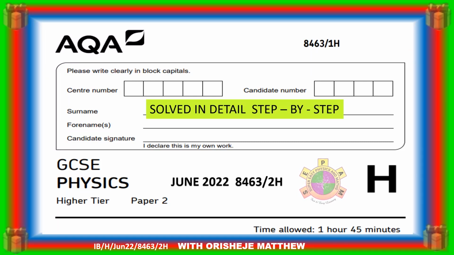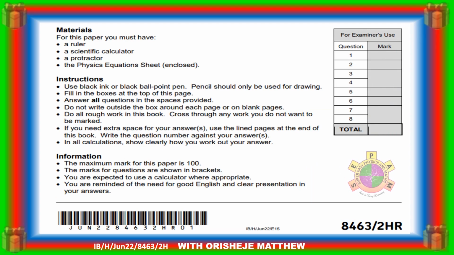Today we are looking at GCSE Physics Higher Tier Paper 2. This paper is for 1 hour 45 minutes. We are expected to answer all questions, and there are 8 questions in this particular paper, and the maximum mark for this paper is 100.